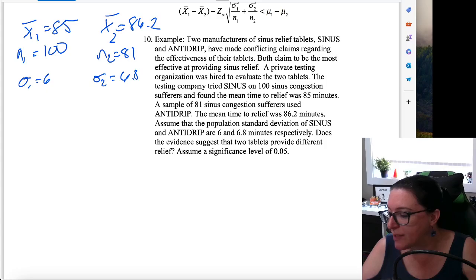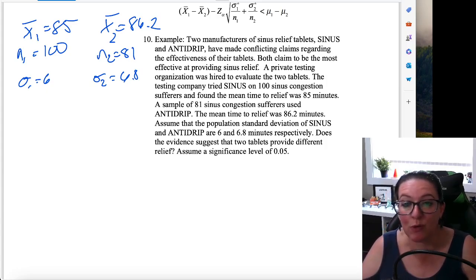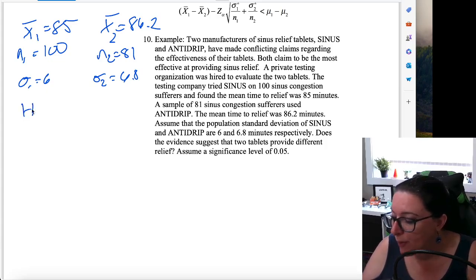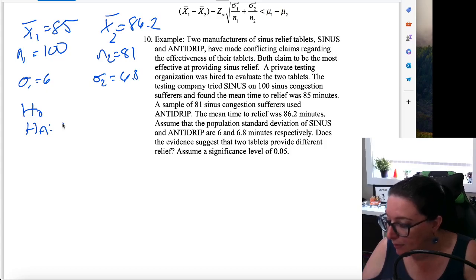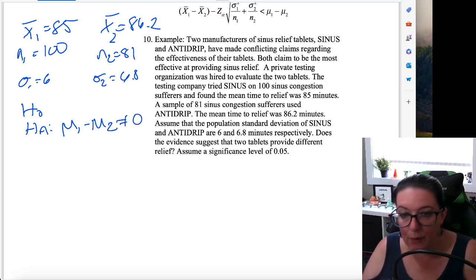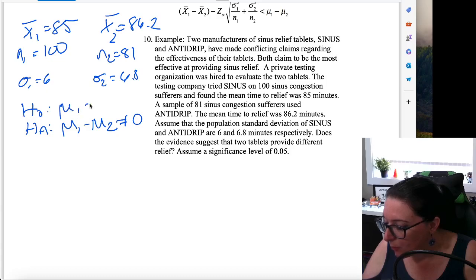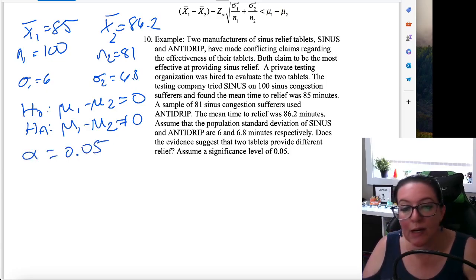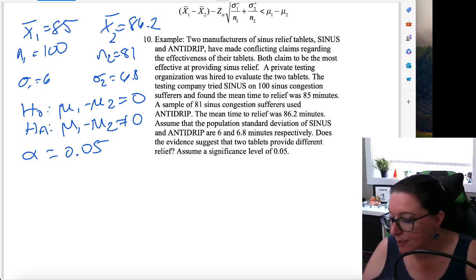Does the evidence suggest that the two tablets provide different relief? Assume a significance level of 0.05. So start with your null and alternative hypothesis. Our alternative hypothesis says that they provide different relief, so mu1 minus mu2 is not equal to zero. There is a difference between them. The null hypothesis, mu1 minus mu2 equals zero. Our alpha here is 0.05. Here we are dealing with a two-tailed test.